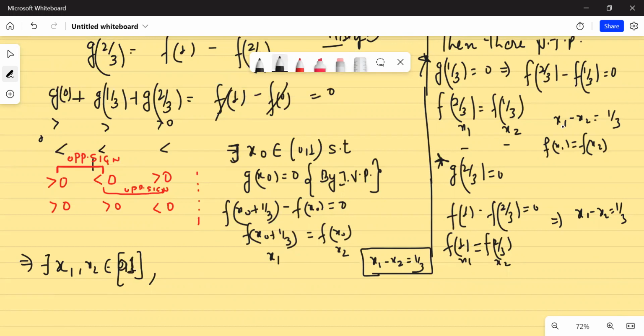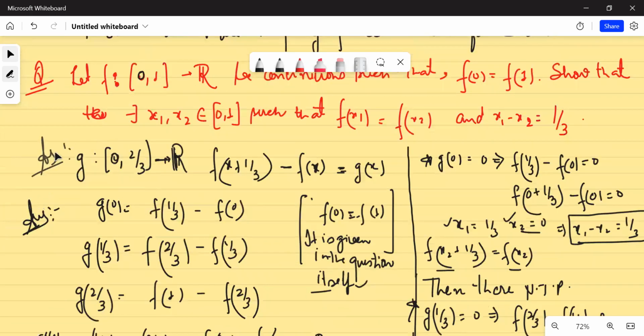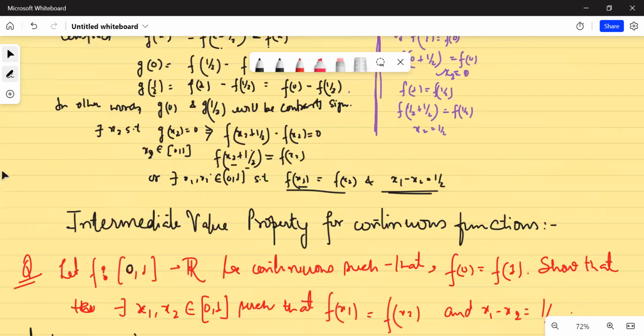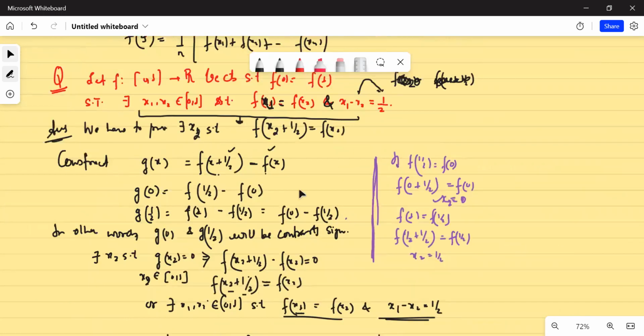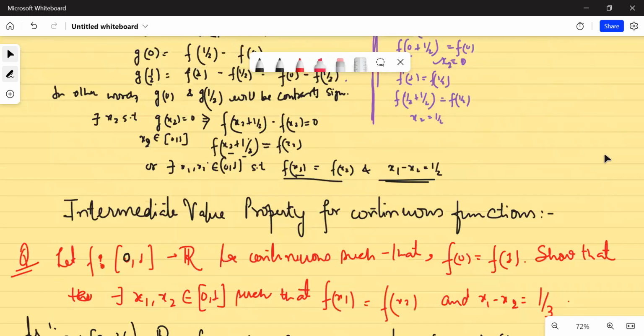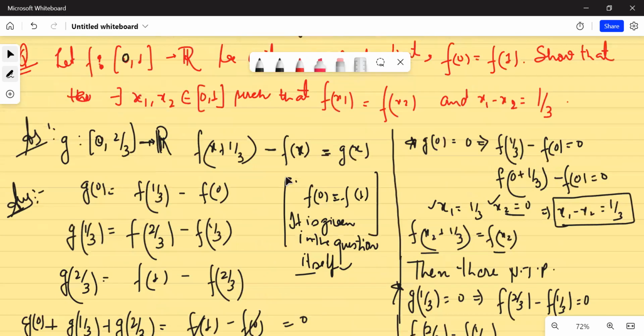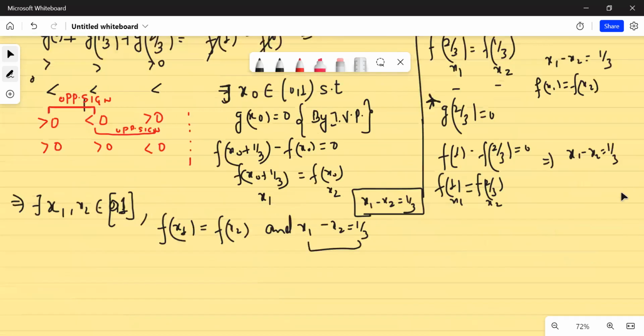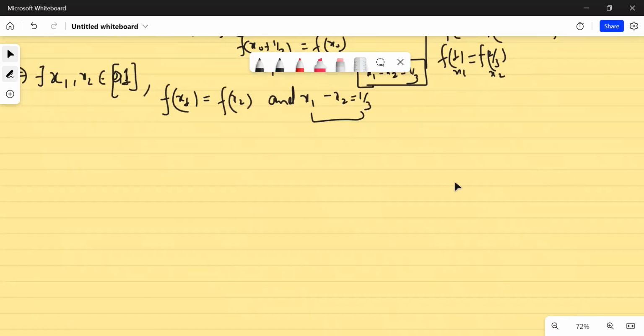So the cases with 0 and 1 in the closed interval will come from here, and the in-between cases will be captured from here, such that f of x1 is equal to f of x2 and simultaneously x1 minus x2 equals 1. The same thing you can generalize for 1 by n. Last time, whenever our class was there, we did it for 1 by 2, right? Now the same thing we can do for 1 by 3 as well, and in fact the same thing you can continue for 1 by n also.